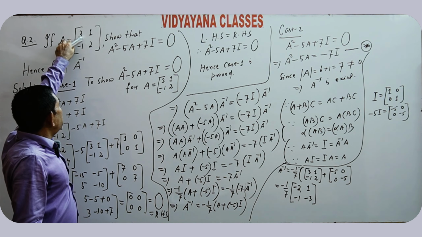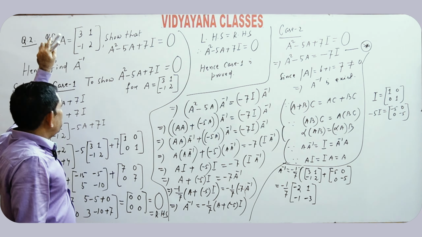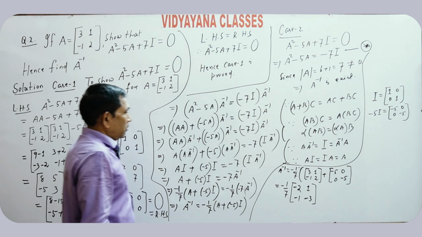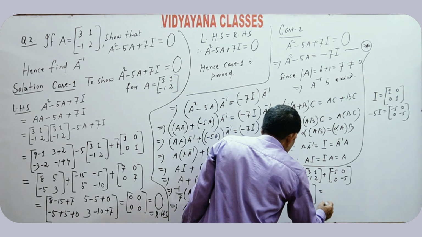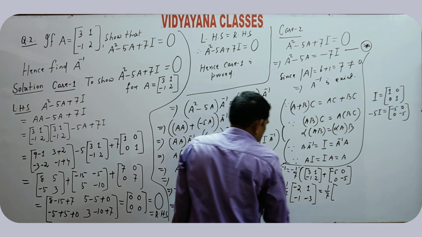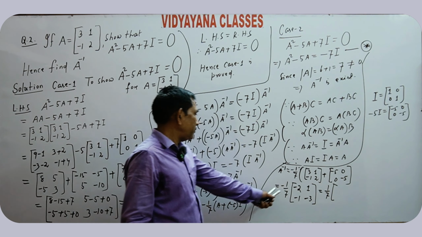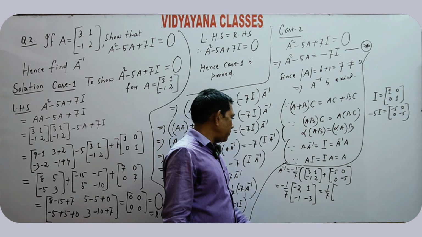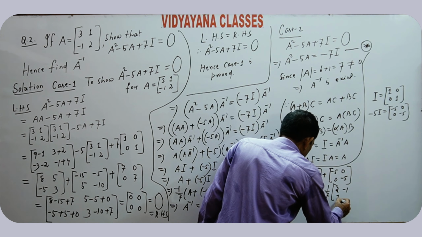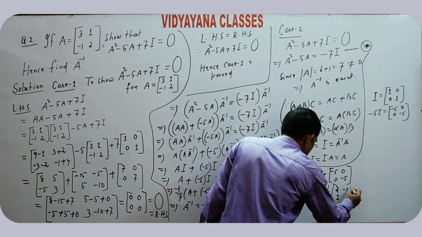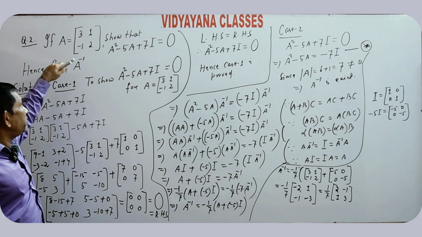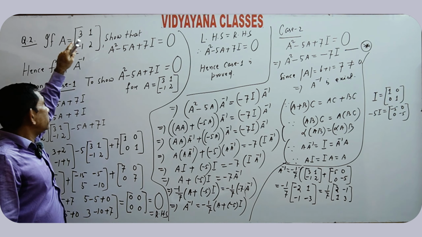Place interchange of 3 and 2. Place interchange, which is same as taking minus 1 common, that is 1 by 7, taking minus as a common, or minus 1 is multiplied with this, that is 1 by 7, 2, minus 1, 1 and 3. Place interchange. By the direct method, we can find out A inverse.